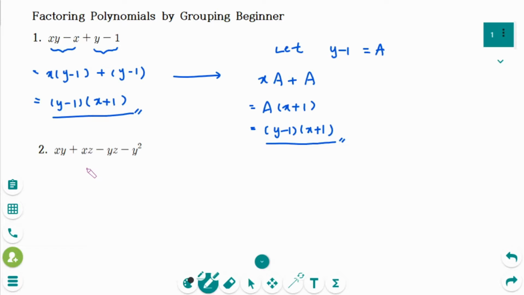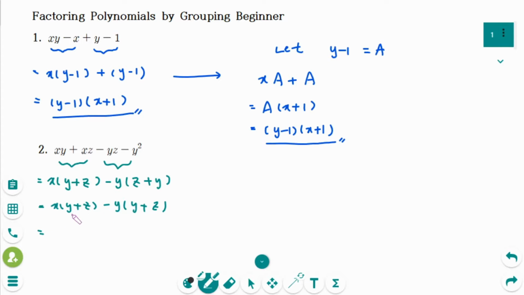This is the next question. Factor out x in the first 2 terms, x times y plus z, and minus y in the last 2 terms, z plus y. Then same, then this one changed order, y plus z, so same. And then take out the common factor, which is y plus z. The leftover is x minus y. This is the final factored form.